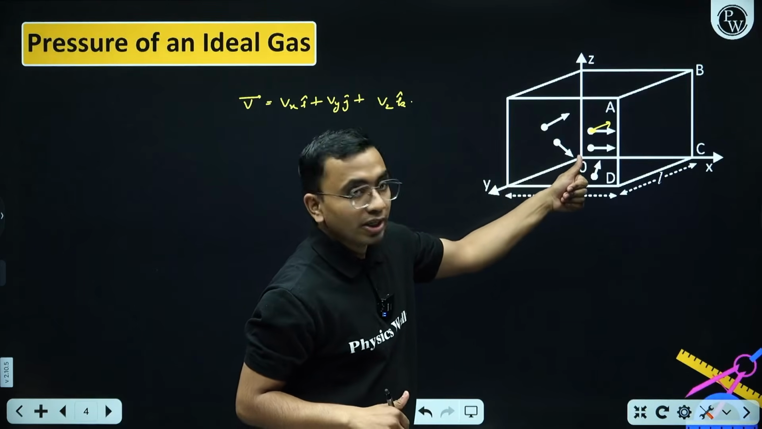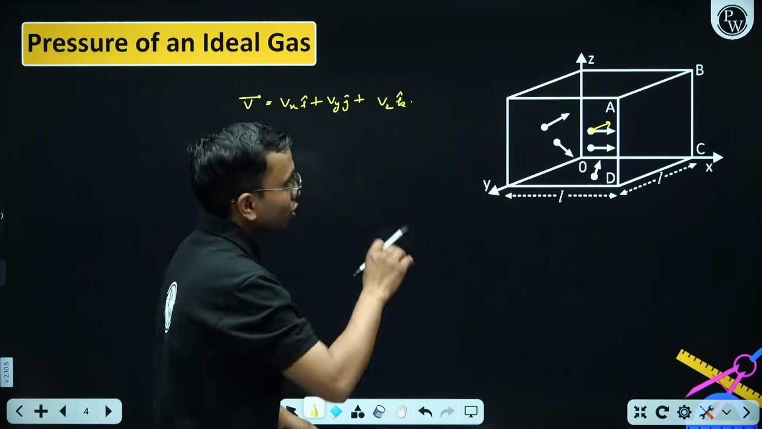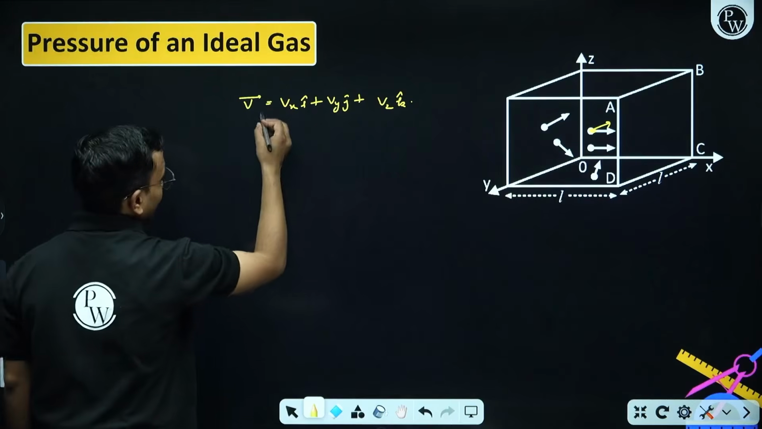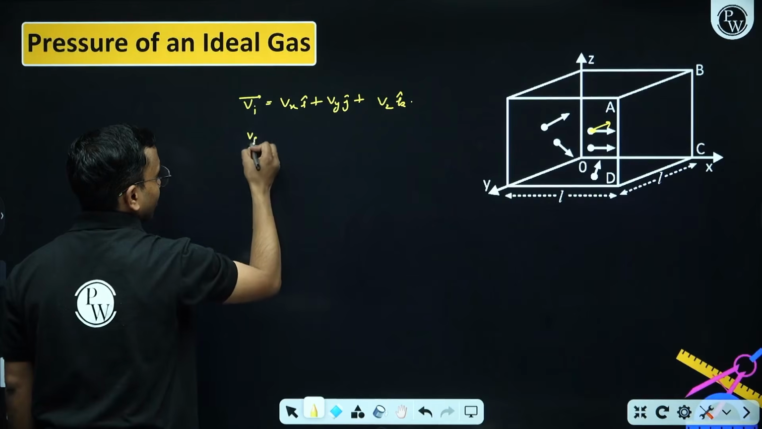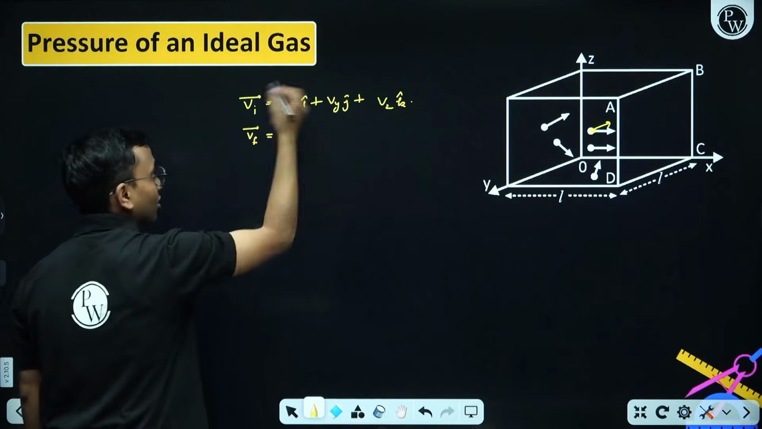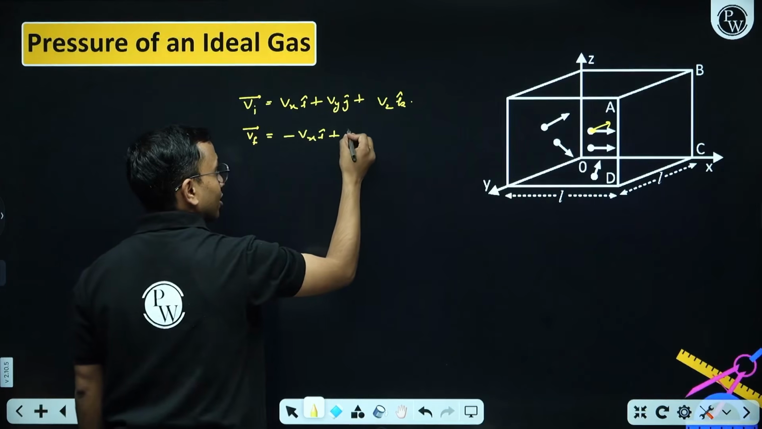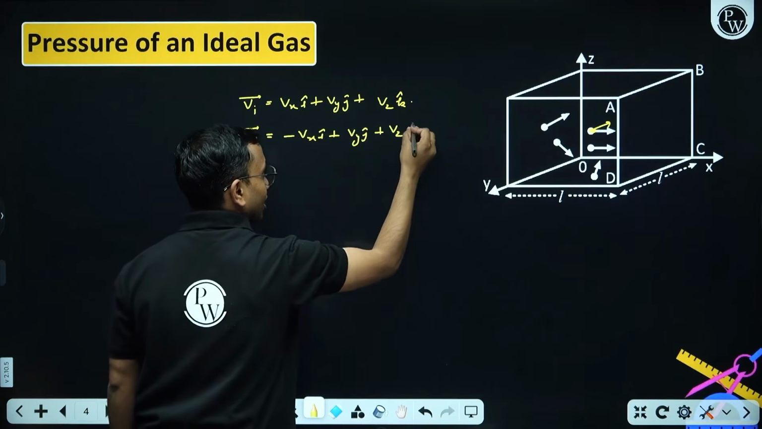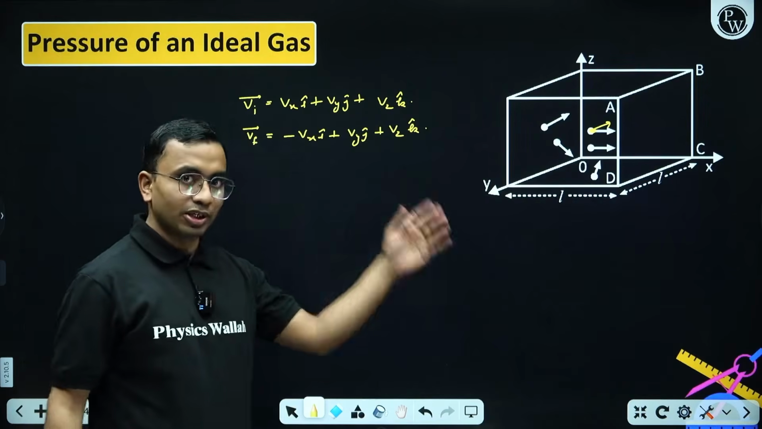Now which component will get reversed? The x component. The other two components will remain the same. So it will collide, and this was the initial velocity. After collision, the new velocity will be: the x component will get reversed, so minus Vx i cap, Vy j cap, Vz k cap. Because the impulse is only along the x-axis, the x component is getting reversed.